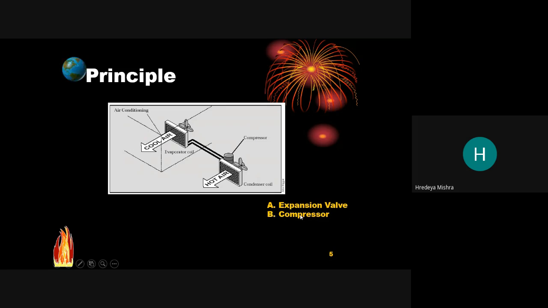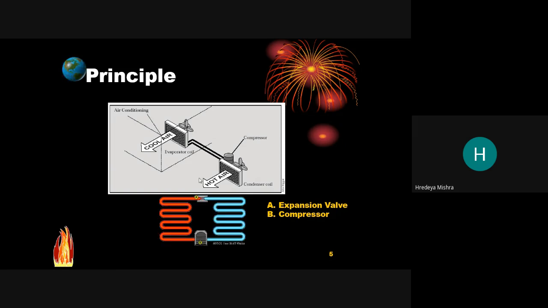Expansion valve and compression. See, this is A where the expansion is there. Okay, means what happened? The hot thing is there. This blue line shows the condenser or compressor, so cooling is there.